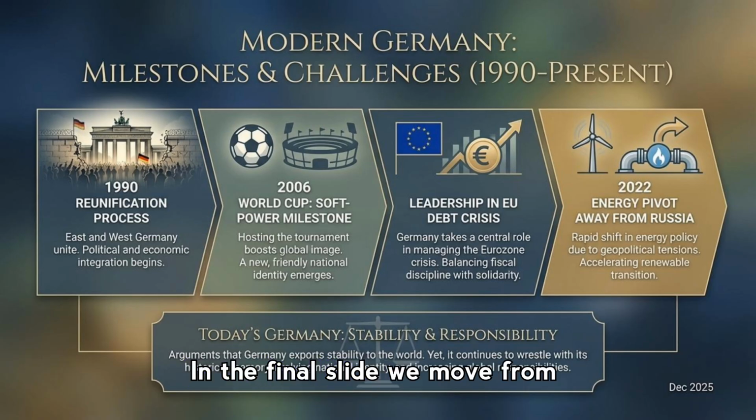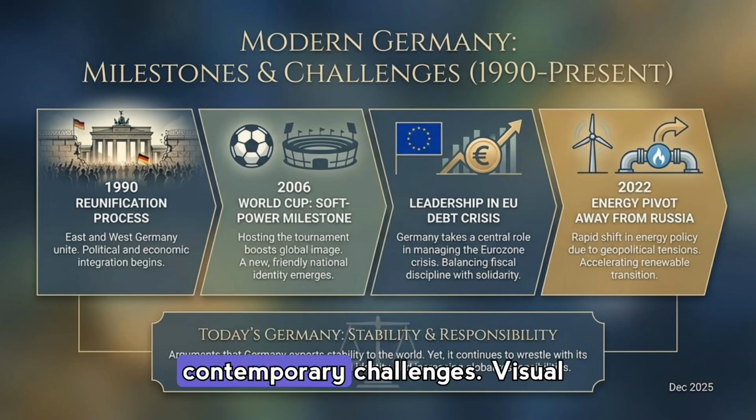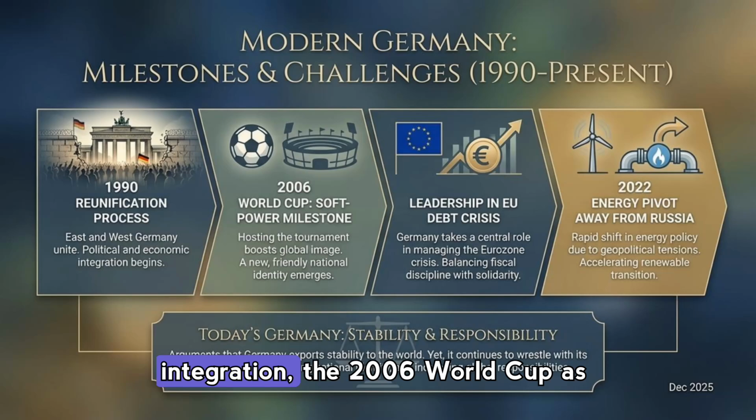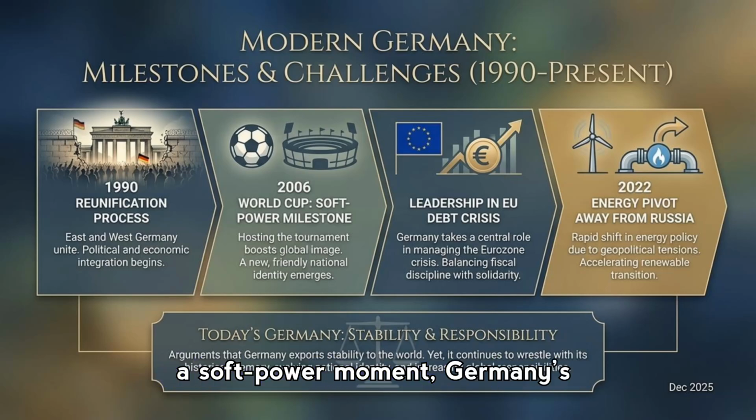In the final slide, we move from reunification to the present, highlighting milestones and contemporary challenges. Visual panels show 1990 reunification and integration, the 2006 World Cup as a soft power moment, Germany's leadership role during the EU debt crisis, and the 2022 energy pivot away from Russia, accelerating the renewable transition. Today's Germany balances stability, historical memory, and growing global responsibility.